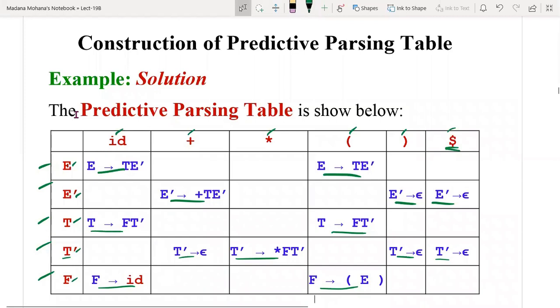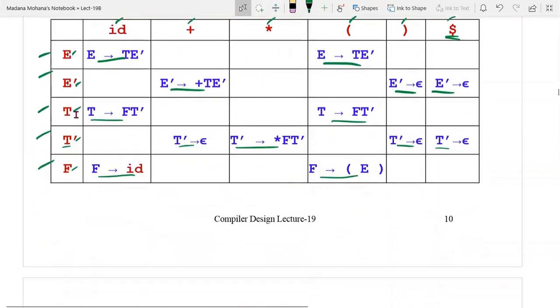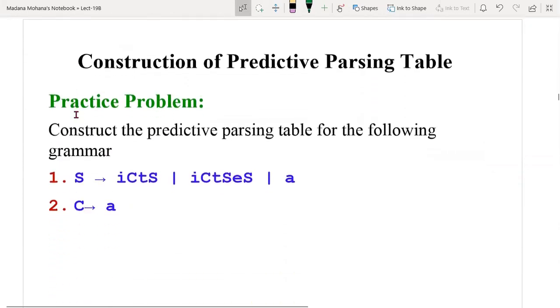First, after obtaining first and follow values, we use the two-step algorithm for construction of the predictive parsing table. Then we obtain all these values. Now this is the predictive parsing table. This is a very, very important question.